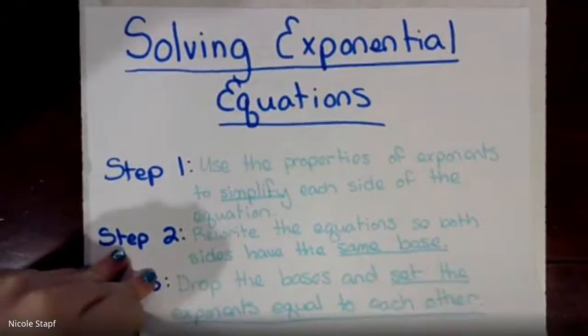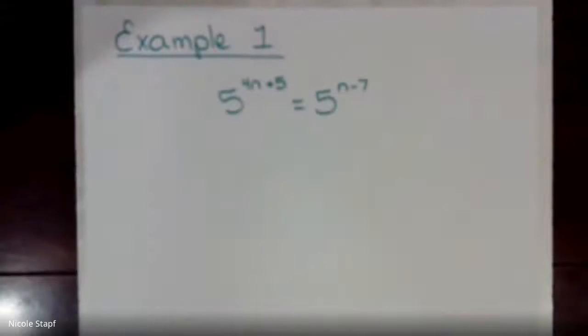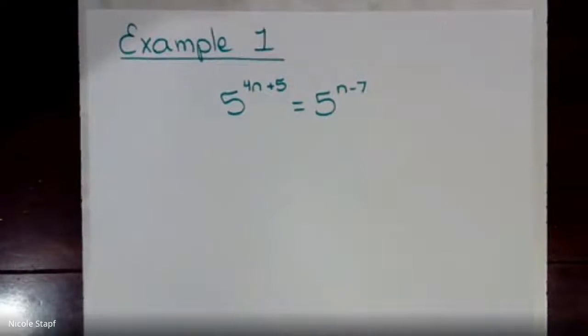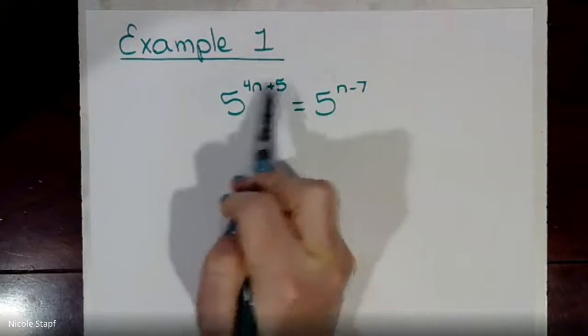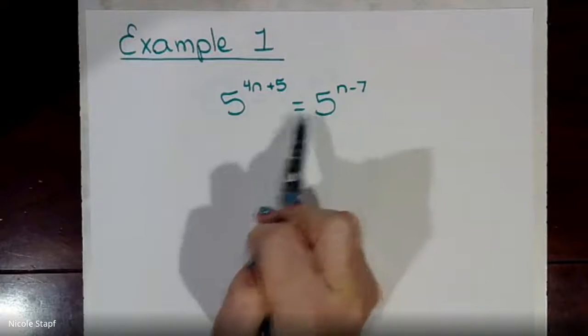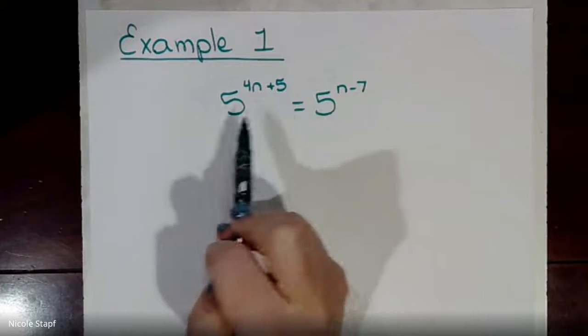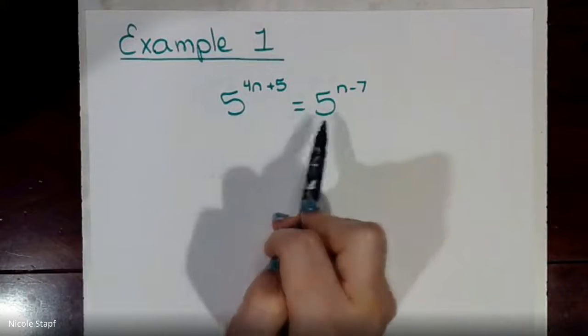So we're going to go through 4 examples today, and we're going to look at what this means. So for your first example, we have 5 to the 4n plus 5 power equals 5 to the n minus 7 power. Now, the first thing we're going to do is take a look at the bases that we have here. Our bases in this equation are 5 and 5. They're what the exponents are attached to here. And we notice that they're both the same. They're already exactly the same.